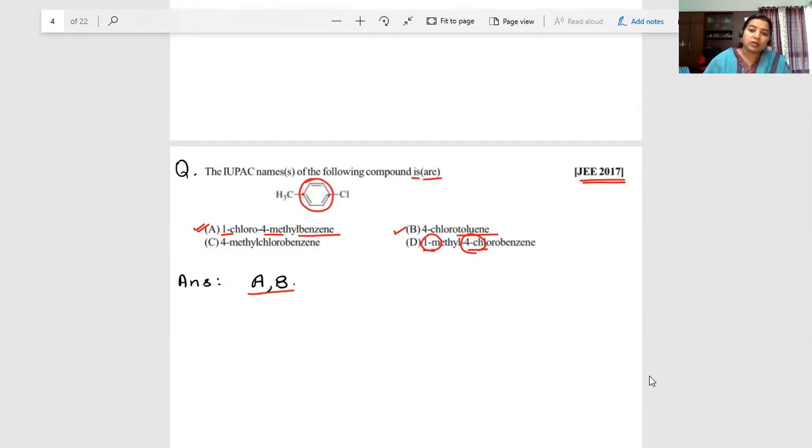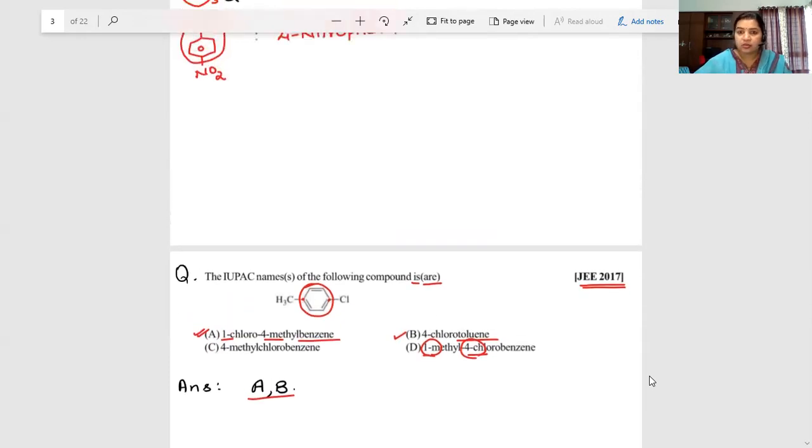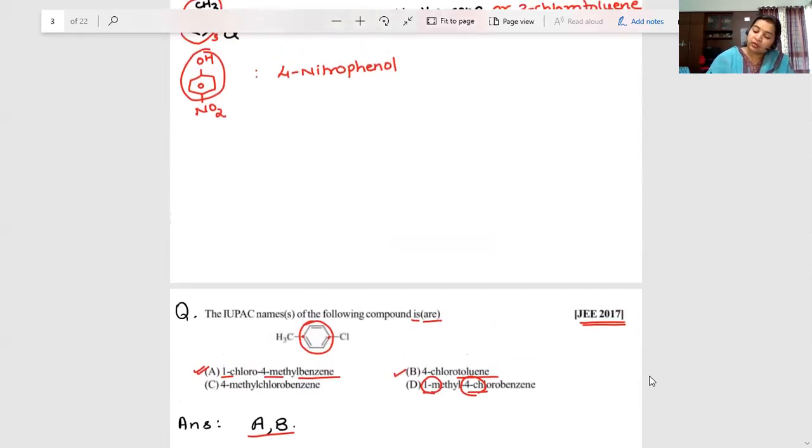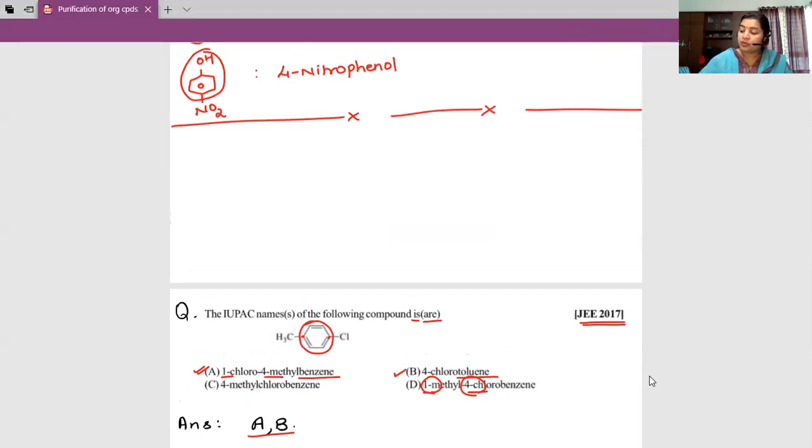Okay, so this is just one example, in my limited time I could take was this one. Let us move now to tri-substituted systems. So tri-substituted systems, again same thing. Tri-substituted benzenes.